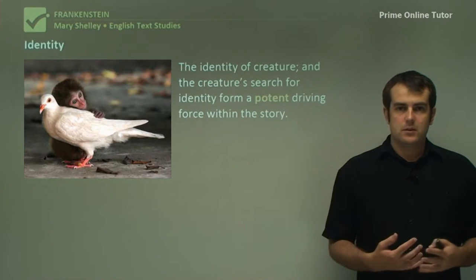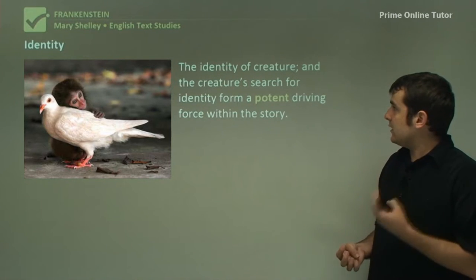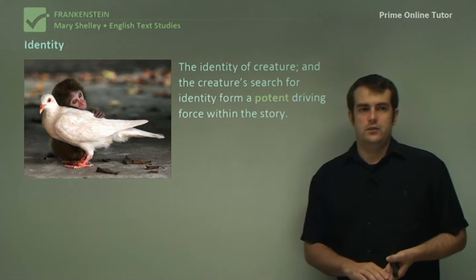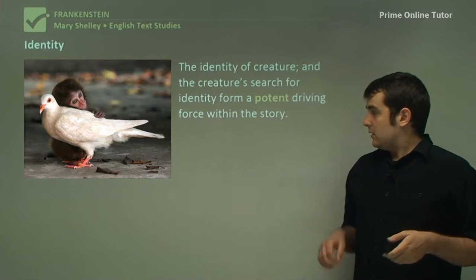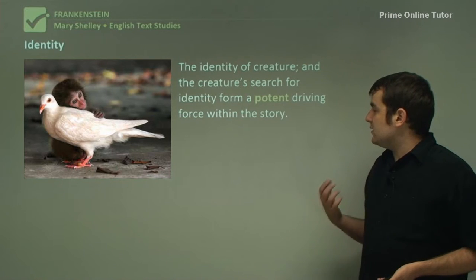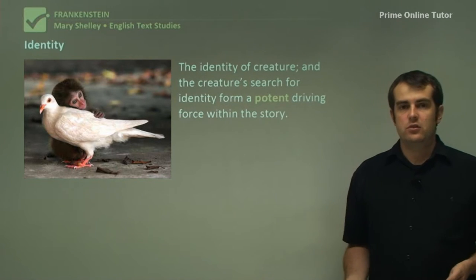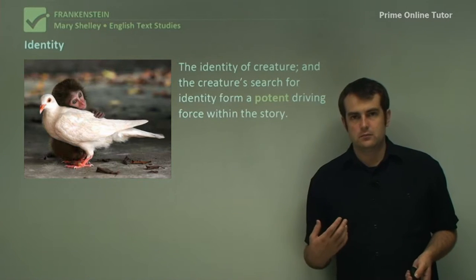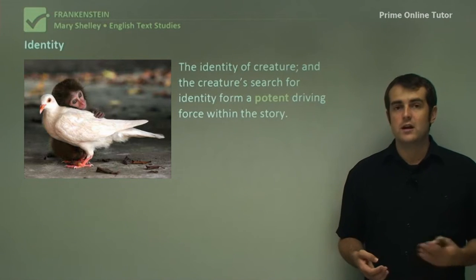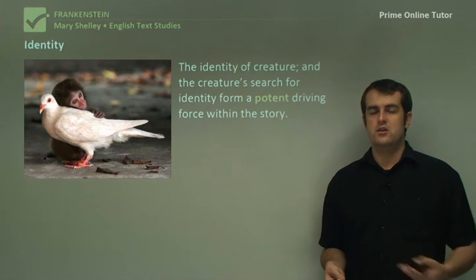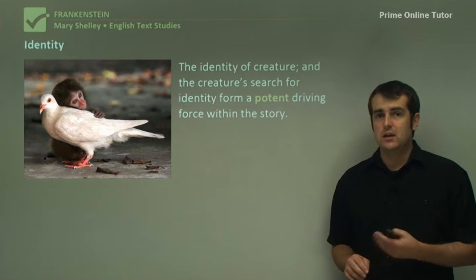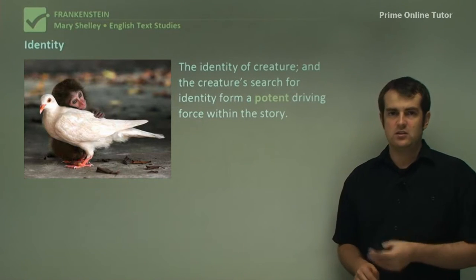All right, let's look at identity, because this is another one. The identity of the creature and the creature's search for belonging is a potent driving force within the story. It's the story of a creature trying to fit in with a world that doesn't really want him. So it is a crucial theme in the story, particularly the way that he tries to find some sort of acceptance. And he eventually has to turn to Victor to create another person for him out of desperation for companionship. So even though he's quite articulate and in many cases quite noble, he's not a bad man by any means.